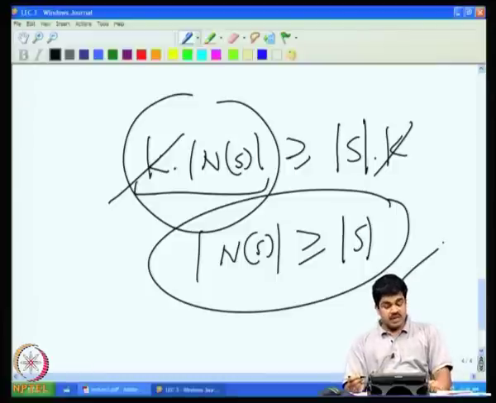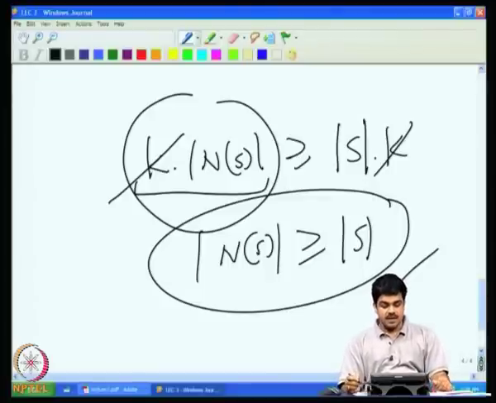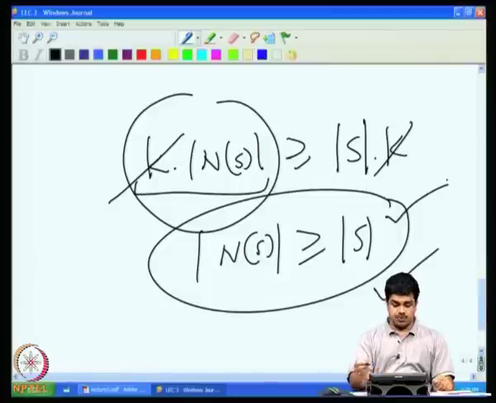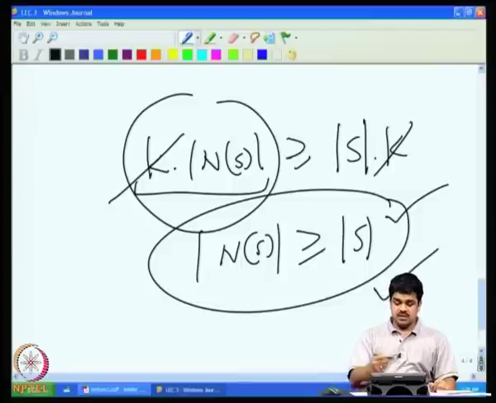Therefore, since S was selected as an arbitrary set, for any subset S of A, we will get Hall's condition true. So, N of S is greater than or equal to S. Therefore, Hall's theorem says there is a perfect matching in the bipartite graph. So, that is what we see.